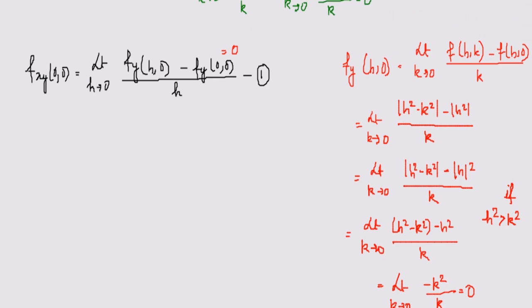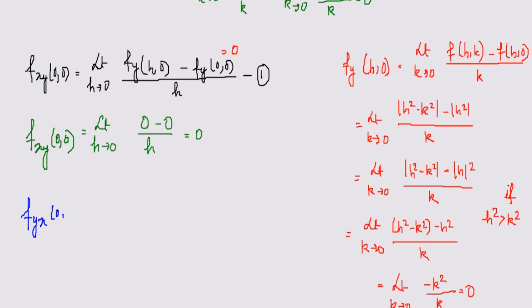So again, what I found is that this is the limit as h tends to 0 of (0 - 0)/h, which is nothing but 0. So we have proved this for f_xy at (0,0). Now the next is we have to find f_yx at (0,0).